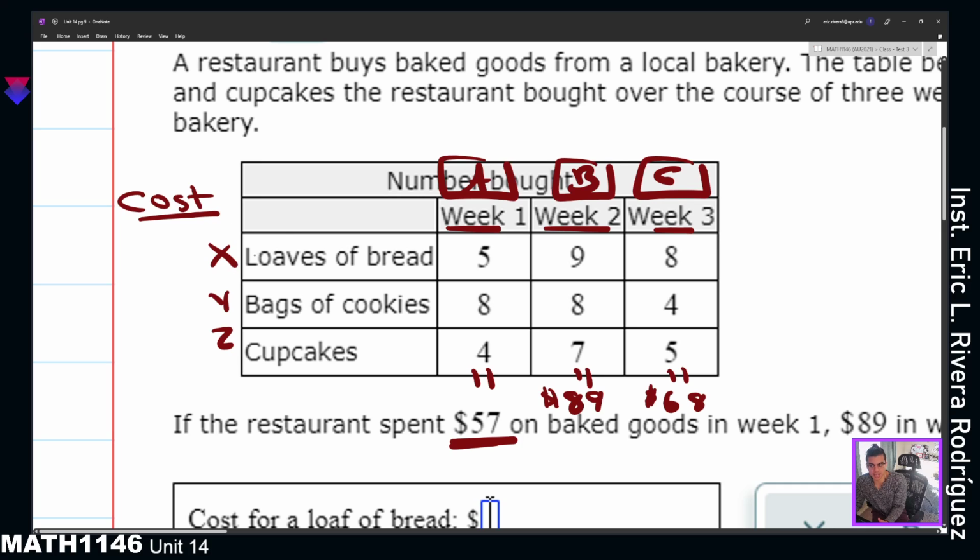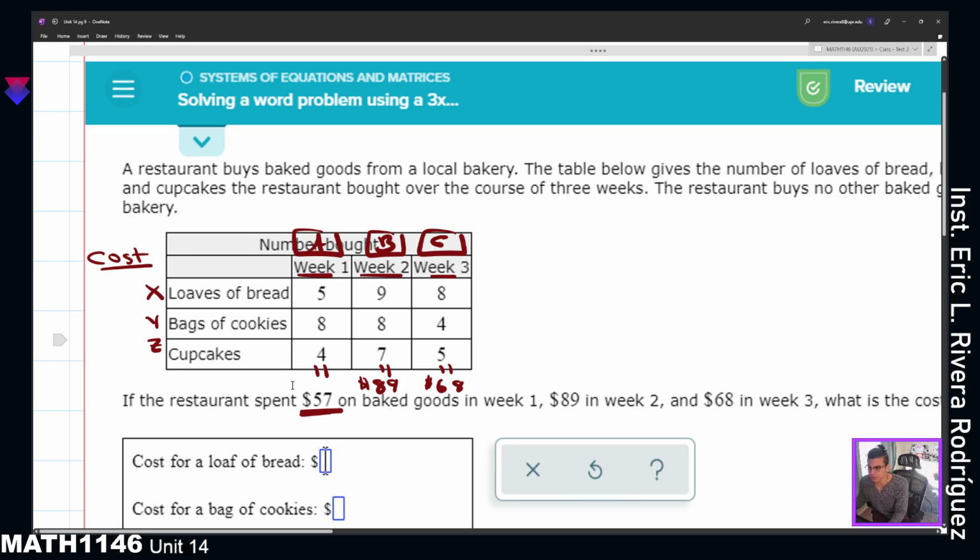So we can assign variables to the cost of each item. For the loaf of bread, we are going to assign X for the unknown cost. We are going to assign Y to the unknown cost of the bag of cookies. And we are going to assign Z to the unknown cost of cupcakes. With that information, we can now turn this table into a system of equations.